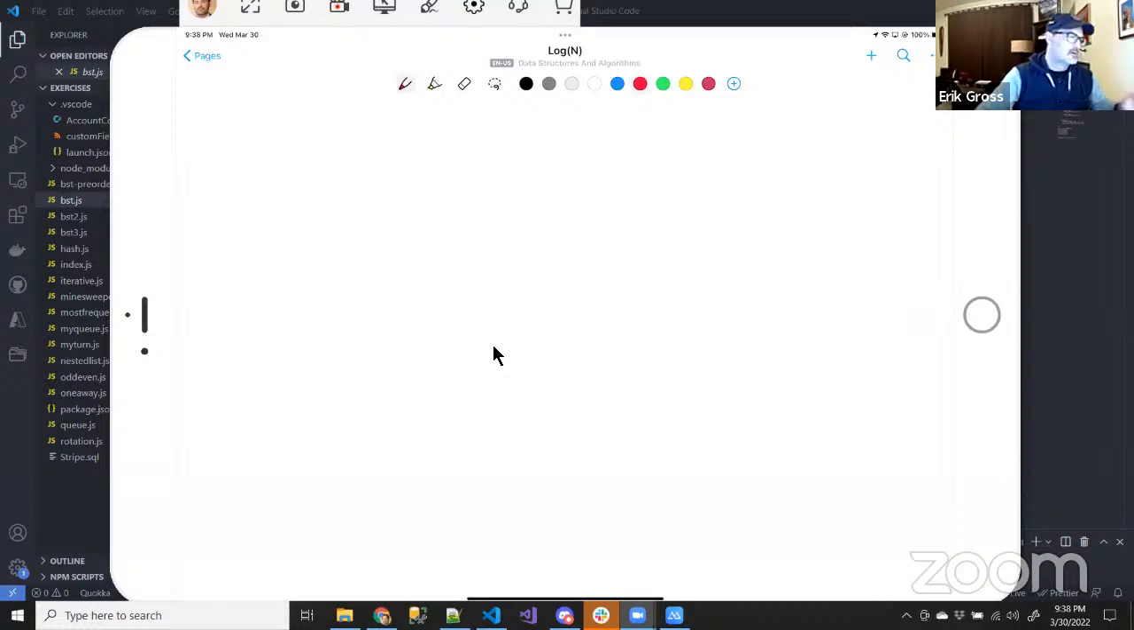So let me share my screen and just look at some nerdy math stuff. I hope this comes across well. Still getting used to using this particular drawing app.